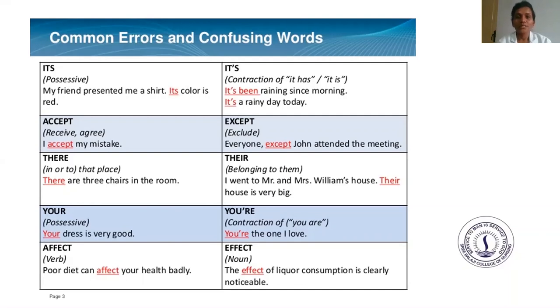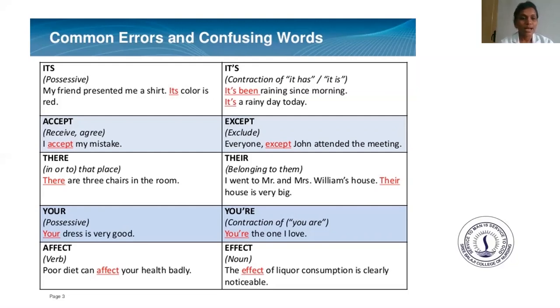And the second one is it's, with apostrophe S. It is the contraction of it has or it is. See the first sentence. It has been raining since morning. This is the contraction of it has. So you'll say it's been raining since morning. And the second is it's a rainy day today. It is the contraction of it is. It is a rainy day today. So without apostrophe, it means possessive, and with apostrophe, it is the contraction of it has or it is.